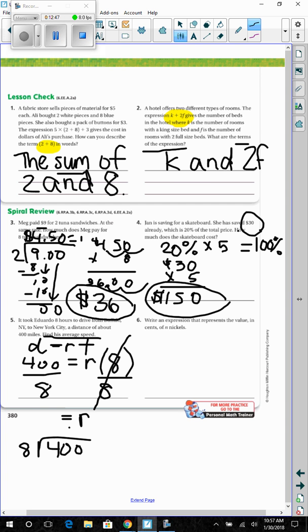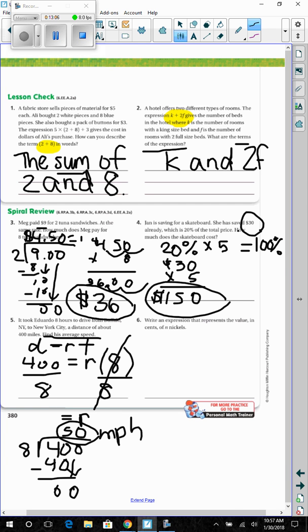8 goes into 40 5 times. 5 times 8 equals 40. Bring down the 0, and 0 goes here. So 50 is your answer. 50 miles per hour is the average speed.